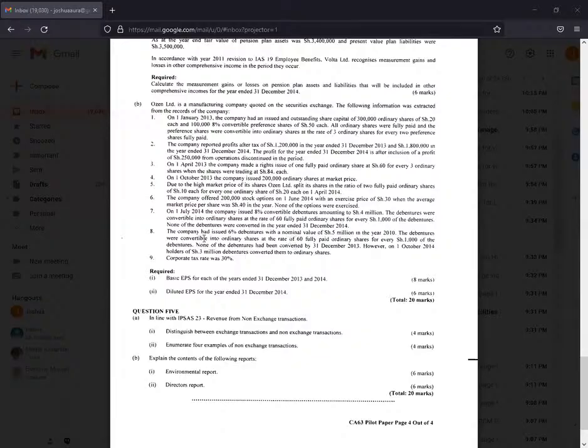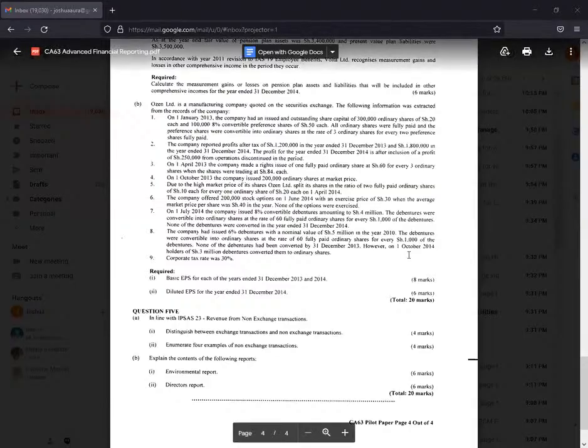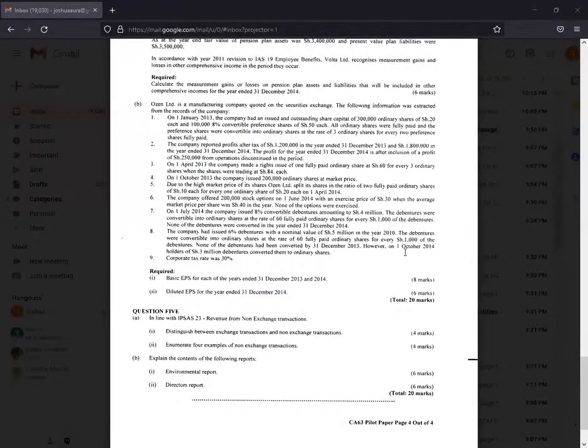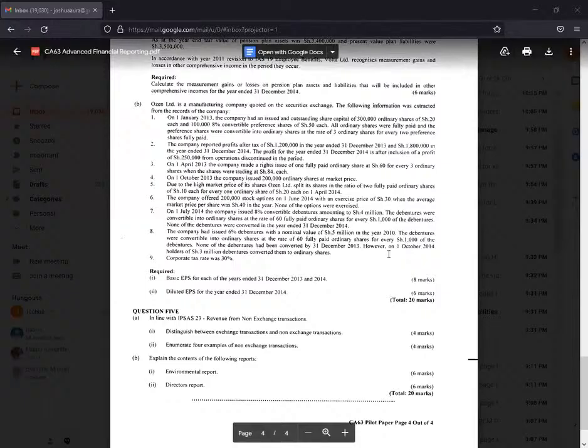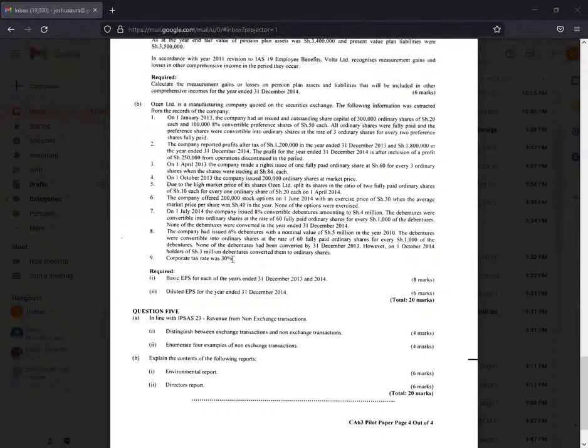We are told the company had issued 6% debentures with a nominal value of 5 million in the year 2014. The debentures were convertible into ordinary shares at the rate of 60 fully paid ordinary shares for every 1,000 of the debentures. None of the debentures had been converted by 31st December 2013. However, on 1st October 2014, holders of shillings 3 million debentures converted them into ordinary shares. So I have to be careful, because that will affect my one-offs, since some debentures were converted to ordinary shares. Corporate tax rate is 30%.